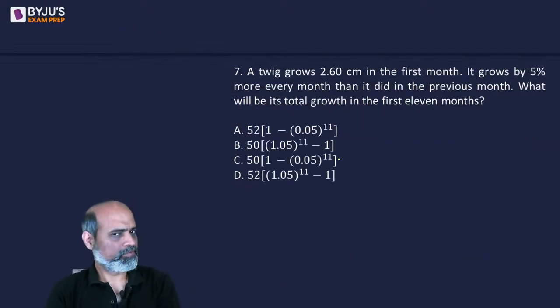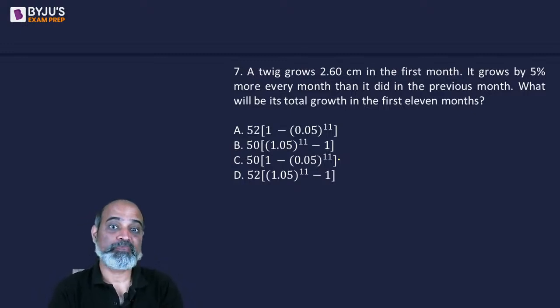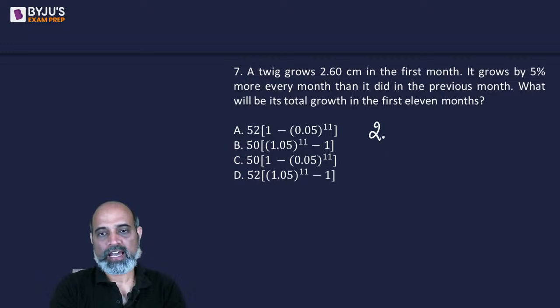Next. Okay, looks good. A twig grows 2.6 centimeters in the first month. It grows by 5% more every month than it did in the previous month. What will be its total growth in the first 11 months? So we have 2.6, right?